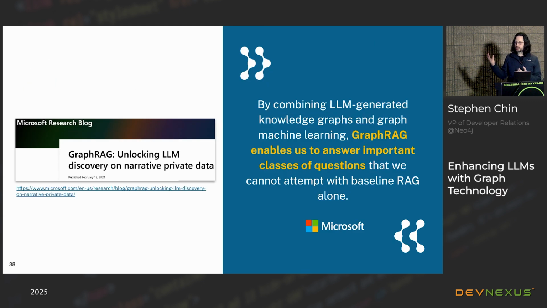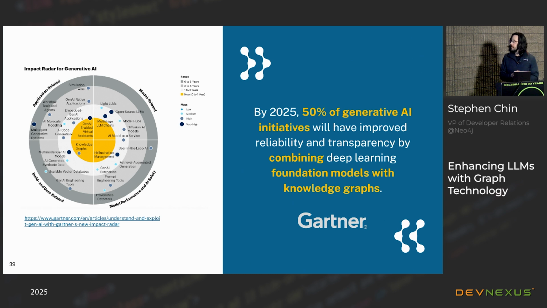Microsoft did some of the seminal research on this with their GraphRAG research paper, unlocking LLM discovery on narrative private data. Basically, what they did is they took the same set of documents, they were using unstructured documents, fed it into a vector database, also fed it into a graph database, and showed that by doing queries across them, they could actually get better results than they could by using the LLM alone. And with a grain of salt, as we take with all analysts, Gartner says that by 2025, 50% of generative AI initiatives will have improved reliability and transparency by combining deep learning with knowledge graphs.